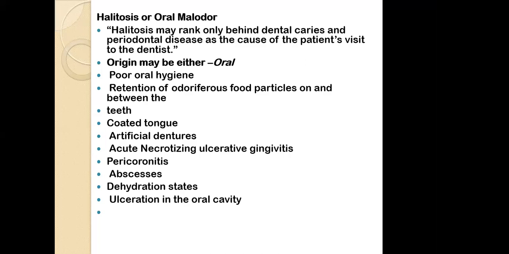It may be due to conditions such as acute necrotizing ulcerative gingivitis, pericoronitis. I told you what pericoronitis is last week. It may be due to abscess. It may be due to the fact that the person is dehydrated, or there may be an ulceration in the oral cavity. And the source of this ulceration can be anything. It can be trauma, it can be an inflammatory response, it may be cancerous. You know, the oral mucosa is fond of developing things like squamous cell carcinomas.